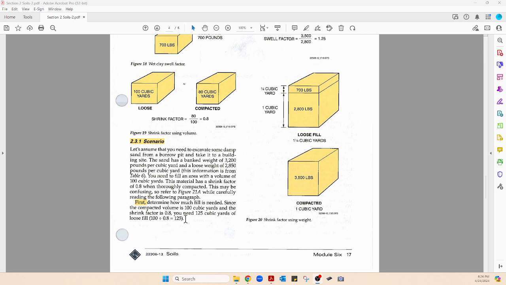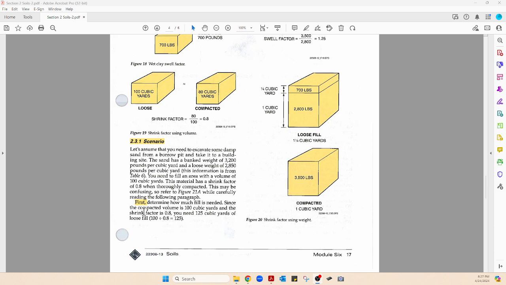Now, I'm not going to cheat and tell you that you could solve the problem with that information, but I think you can. But I want to go through it with you. So we've made it through the first step of finding out that we need 125 cubic yards of loose fill to fill and compact that 100 cubic yard empty hole.